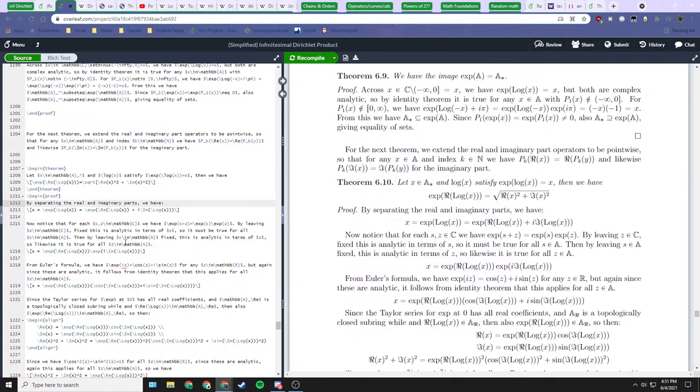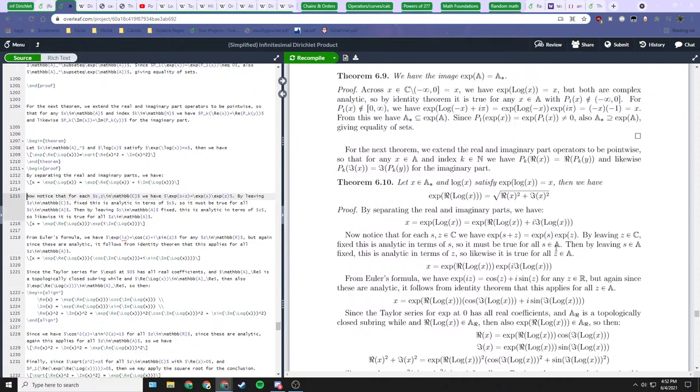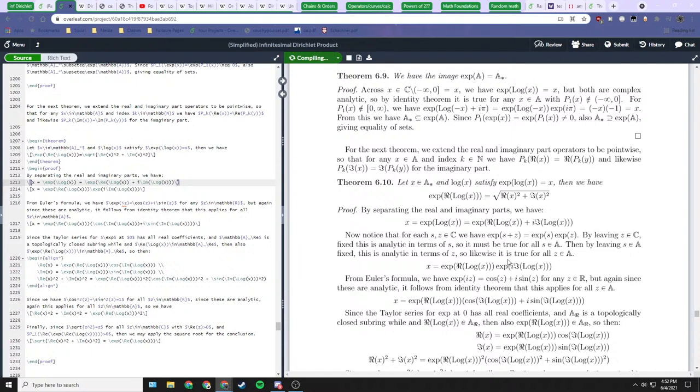So actually we can ignore this first part now, that's handled. So this proof follows by separating the real and imaginary parts. We have x is exp log x, which is exp of the real part of log x plus I times the imaginary part of log x. Then we can say, notice that for each s, z in the complex numbers, we have exp of s plus z is exp s times exp z. We've already done this. So we actually can just jump straight to this other line.